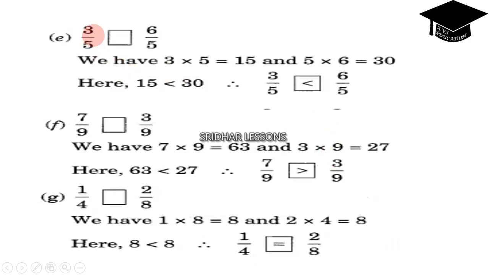Next problem, 3 by 5 and 6 by 5. Cross multiply. 3 into 5 is equals to 15. 5 into 6 is equals to 30. Here 15 is less than 30. Therefore, 3 by 5 is less than 6 by 5.